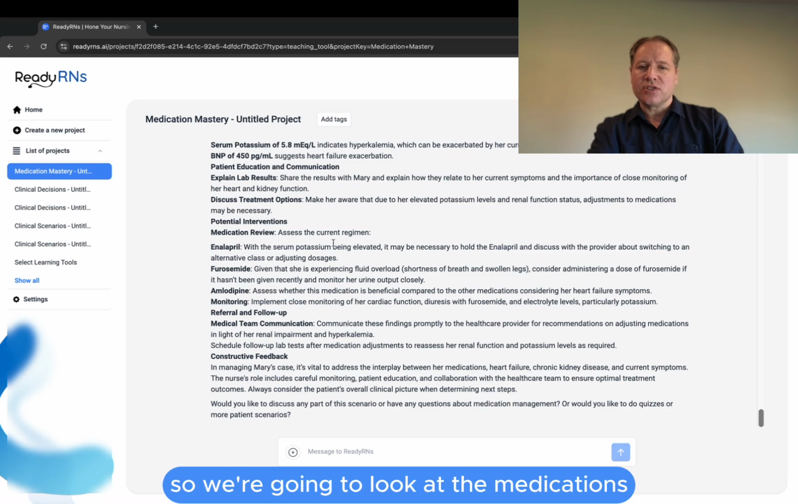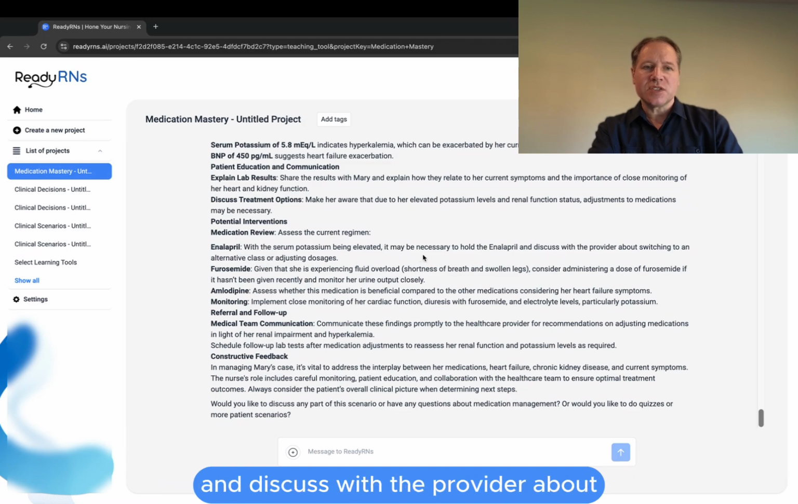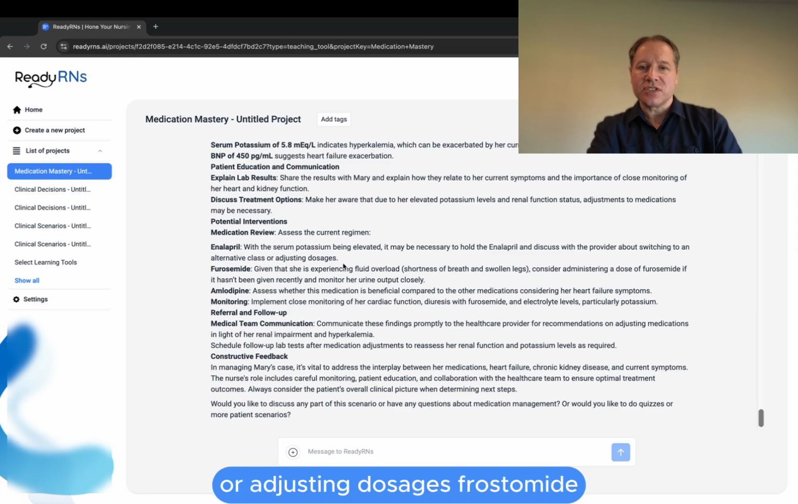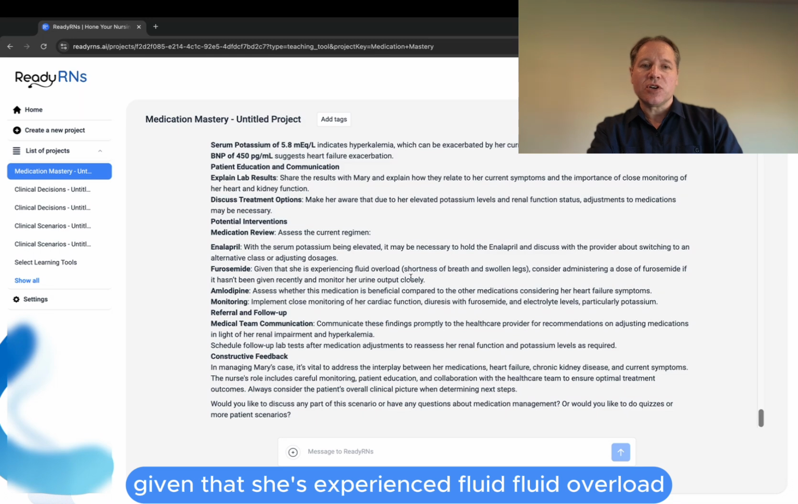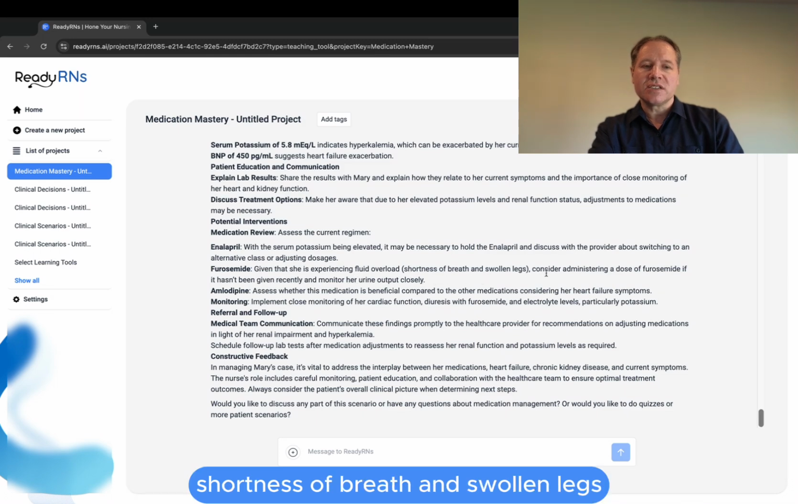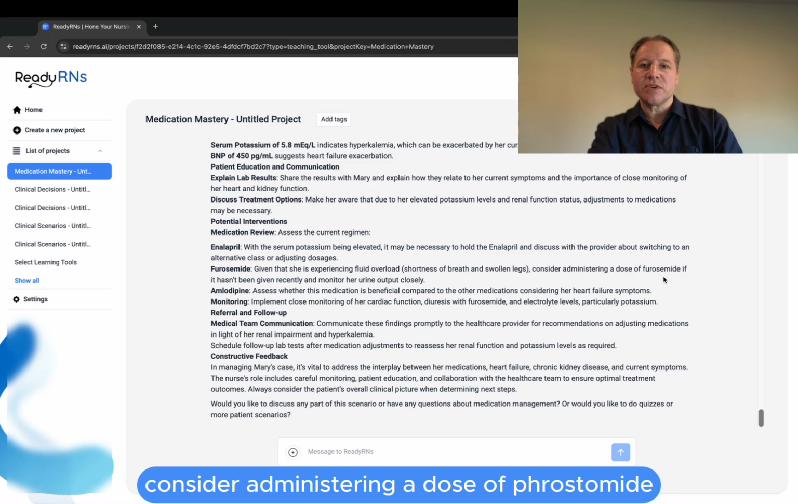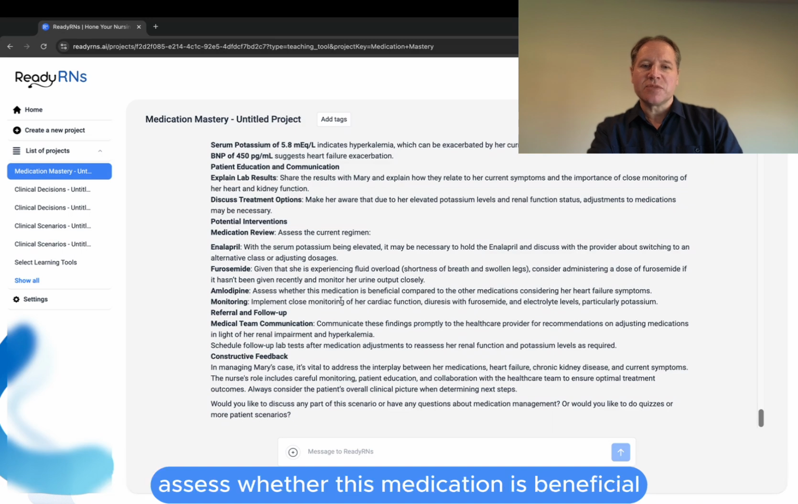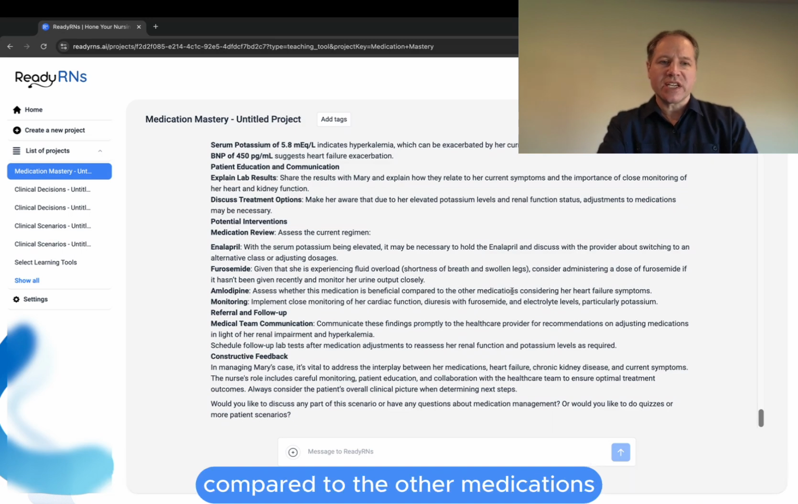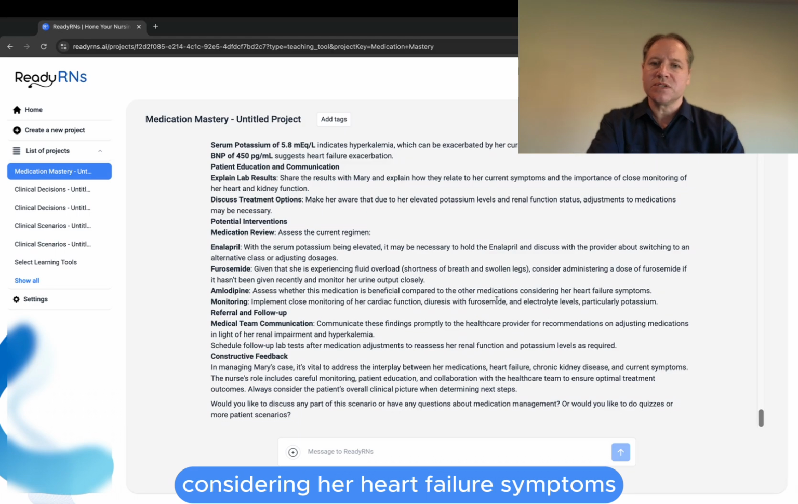So we're going to look at the medications. With the serum potassium being elevated, it may be necessary to hold the enalapril and discuss with the provider about switching to an alternative class or adjusting dosages. Furosemide, given that she's experienced fluid overload, shortness of breath, and swollen legs, consider administering a dose of furosemide if it hasn't been given recently, and monitor her urine output closely. Amlodipine, assess whether this medication is beneficial compared to the other medications, considering her heart failure symptoms.